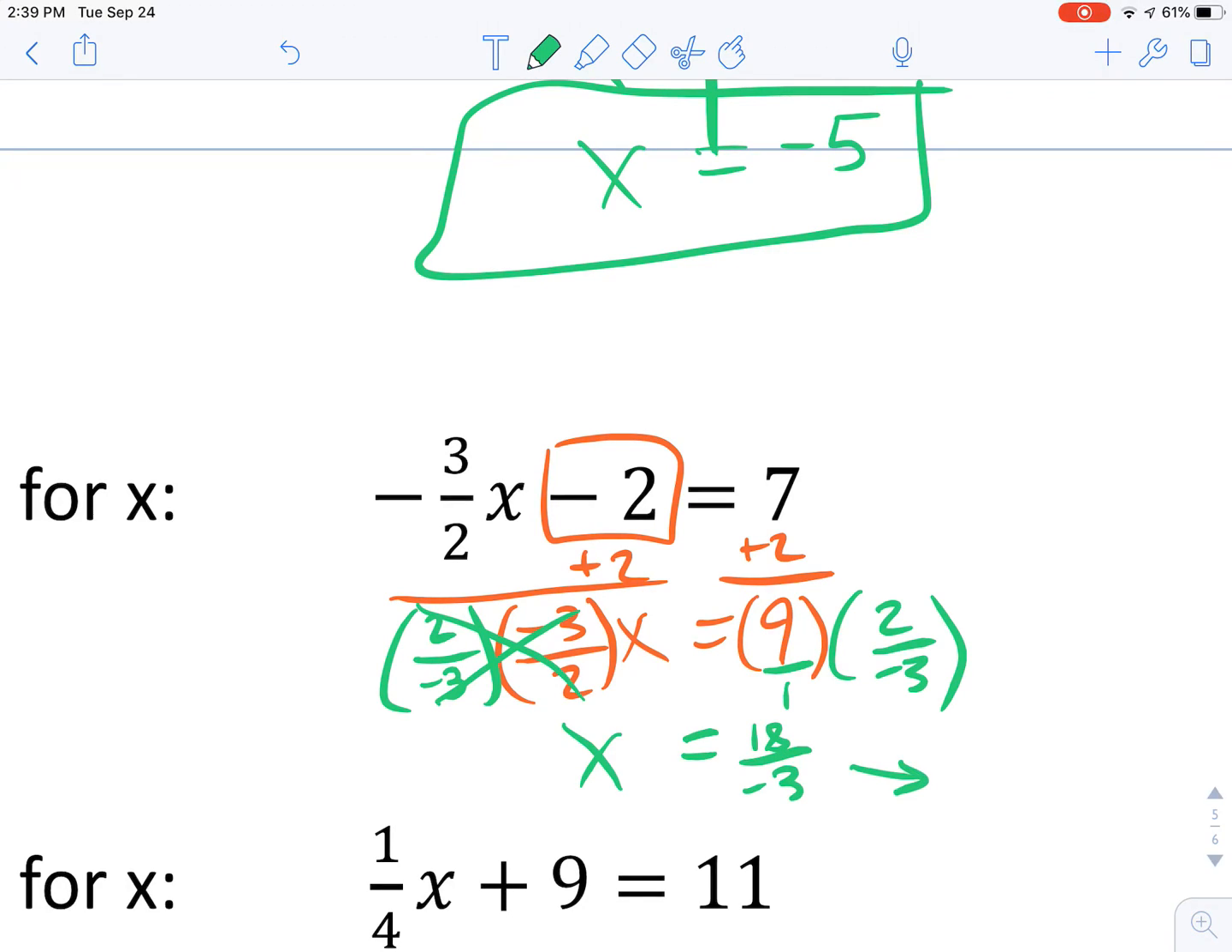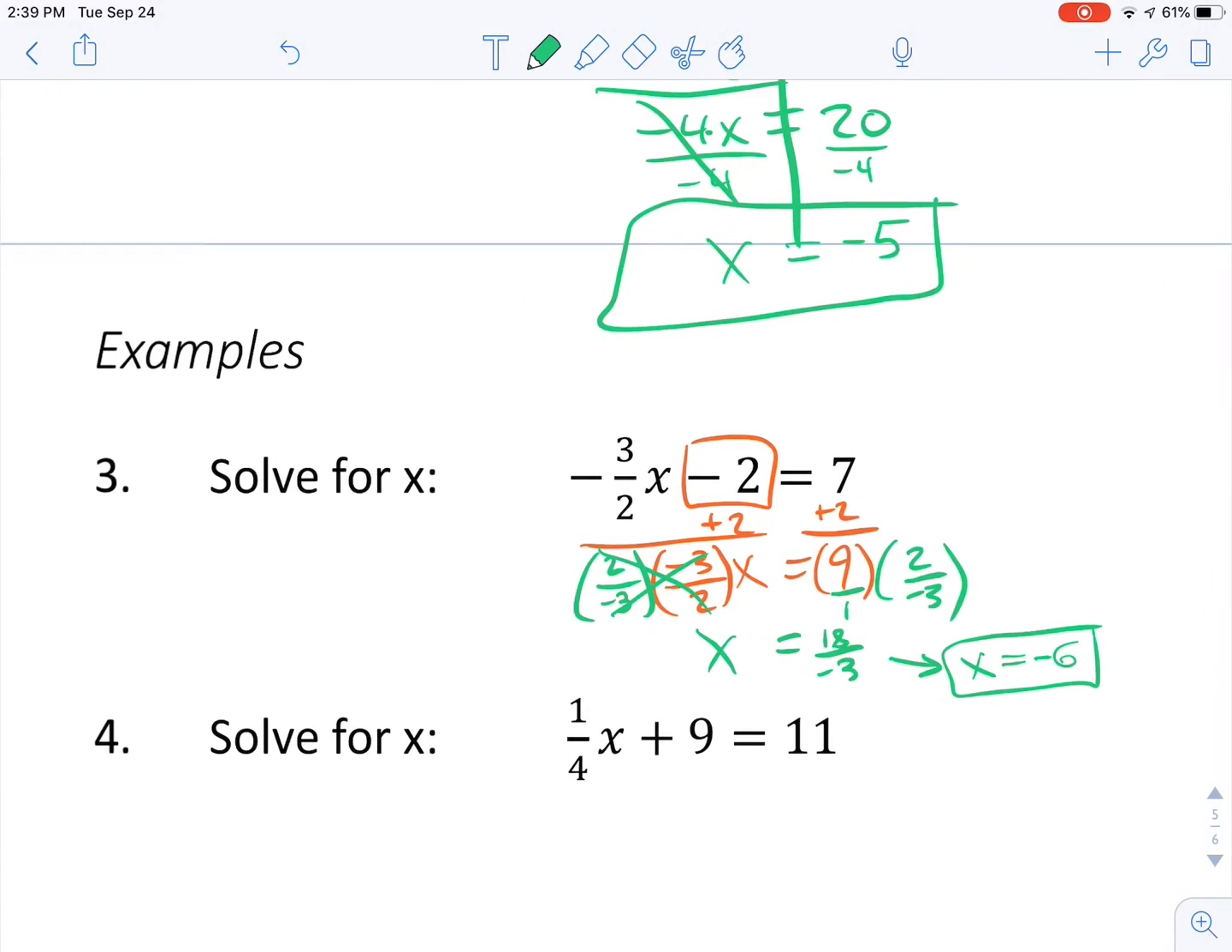And when you simplify 18 over negative 3, you get x equals negative 6. And that's your final answer for that problem.